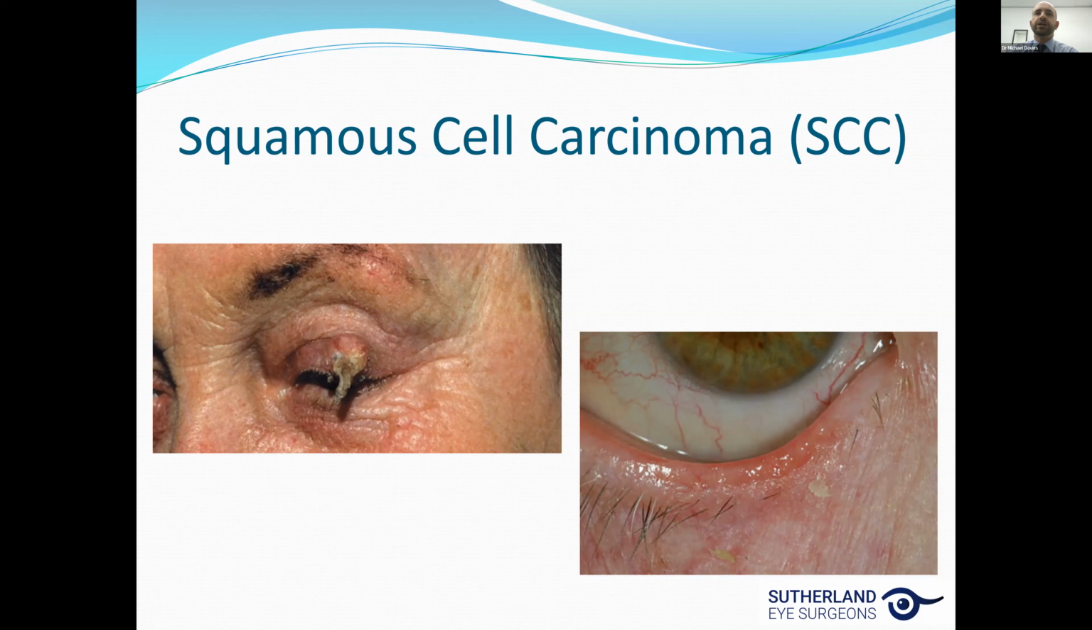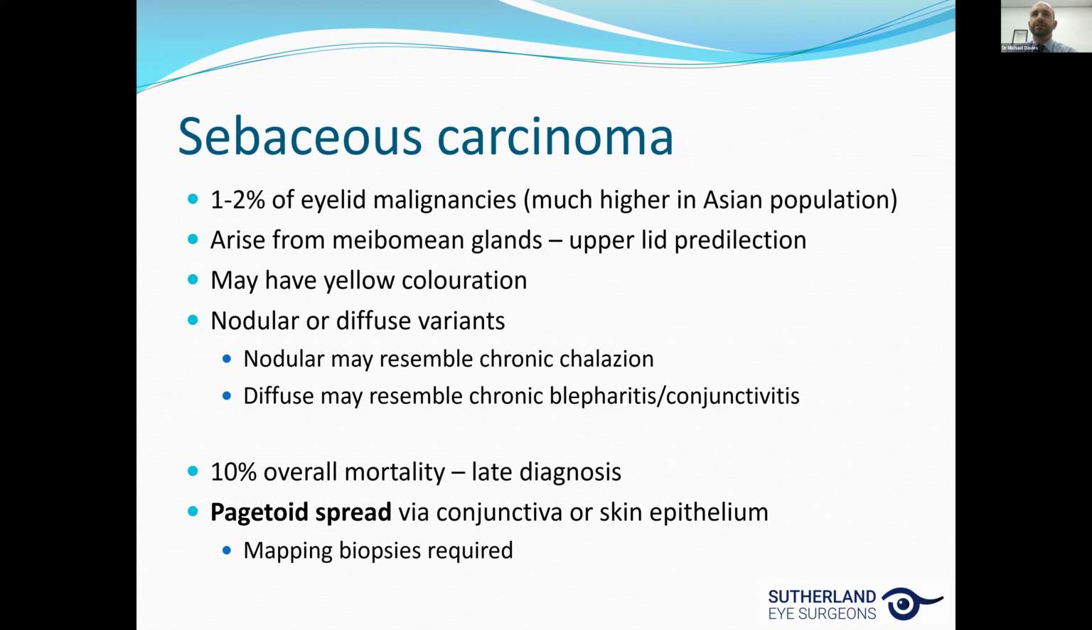And sebaceous carcinoma, so it's only a small number of eyelid malignancies in many of the studies that have been reported, but in truth, it's actually much higher in the Asian population. And in many studies in Asia, it's actually more common than SCC in the periocular region. So it's an important one to remember.